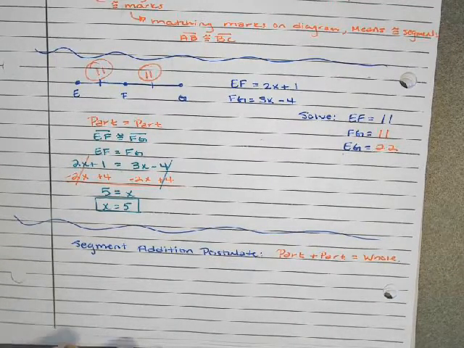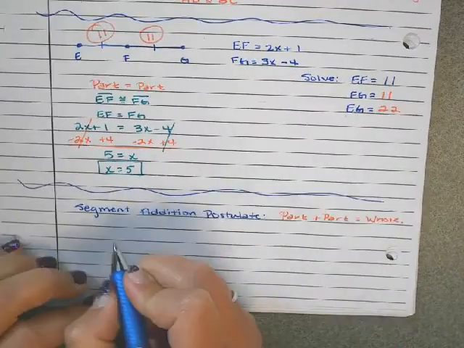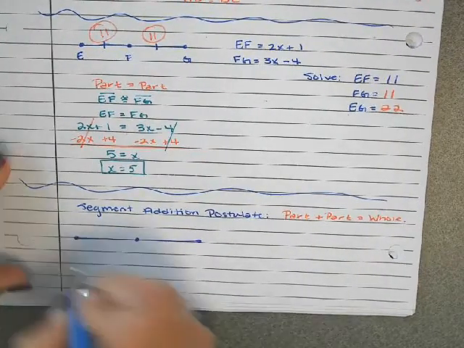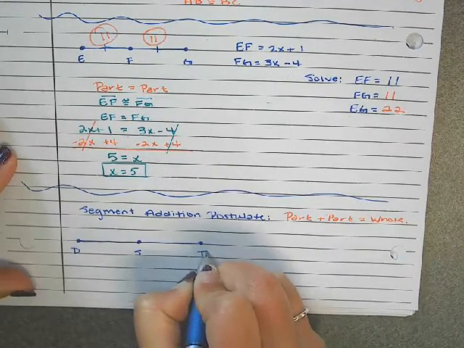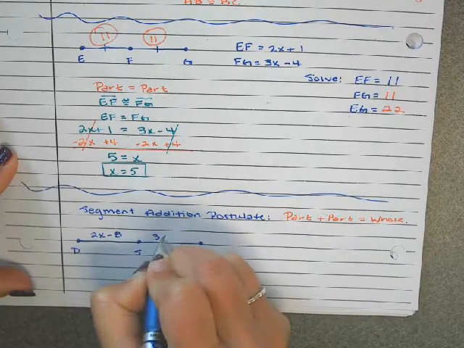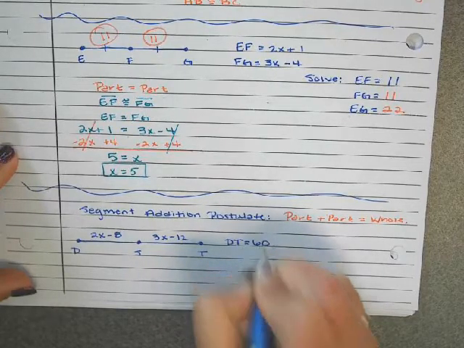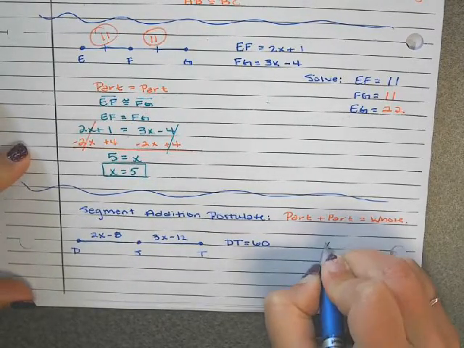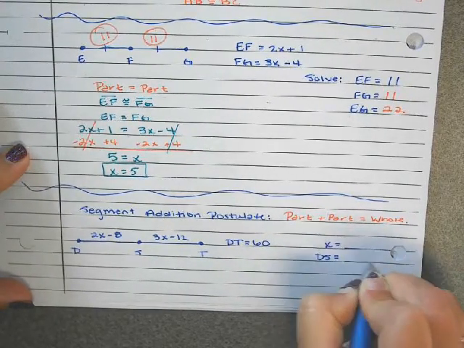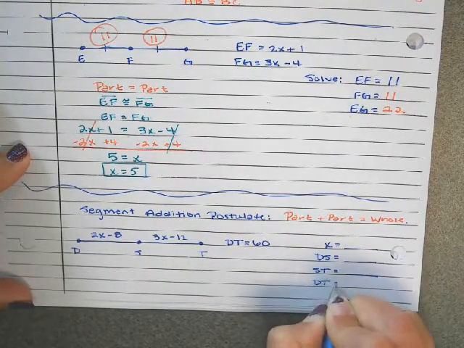Okay, so I'm going to give you one example. I will show you the setup, but then we probably won't have time to actually solve it. This is D, this is S, this is T. This is labeled as 2x minus 8. This is labeled as 3x minus 12. And it tells us that DT is 60. And over here it asks us to solve for x. It asks us to solve for DS, and it asks for ST, and it asks for DT.